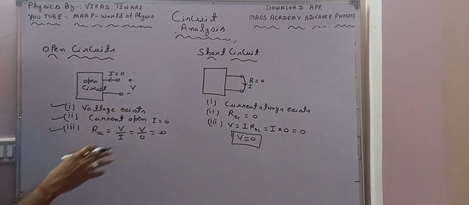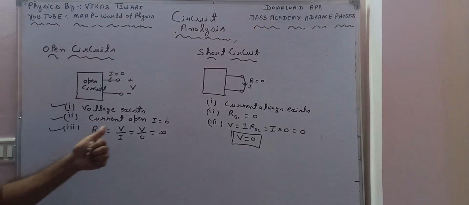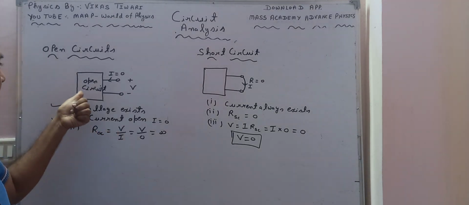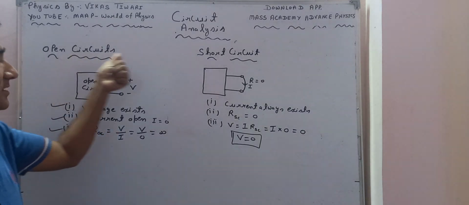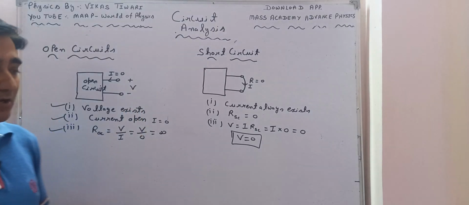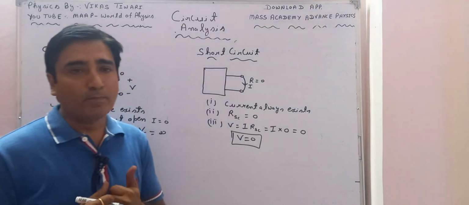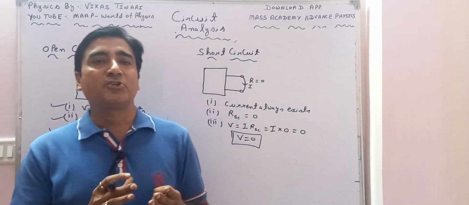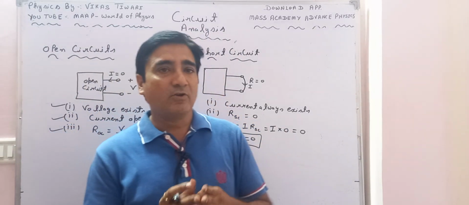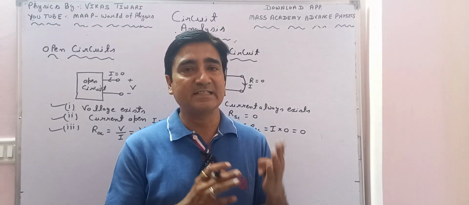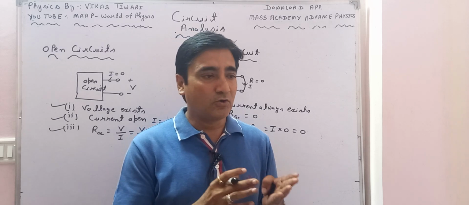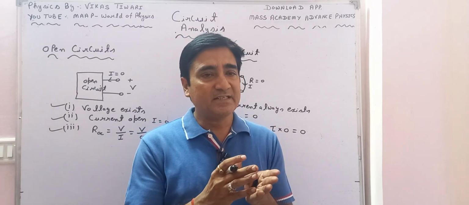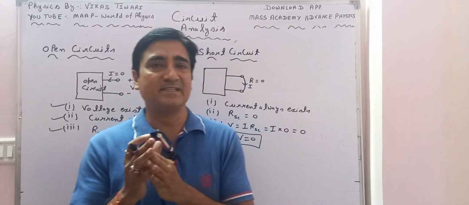So these are the particular properties of open circuits and short circuits. Current has a very good property that it always follows the shortest path. When we talk of the shortest path, we mean current always follows a path which has less resistance.